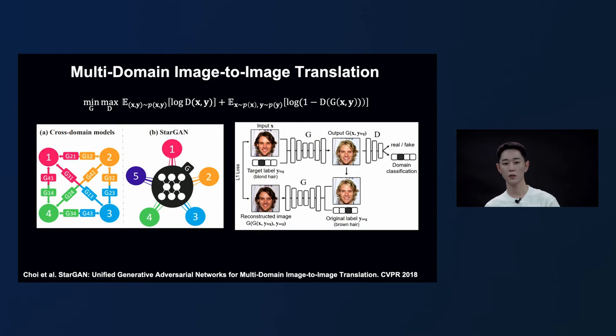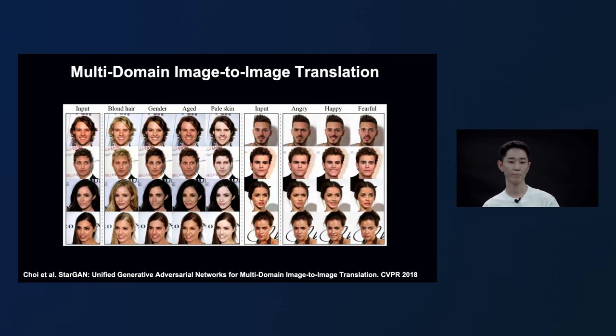To solve this problem, our team proposed a model called StarGAN. StarGAN is a model that can learn translation between multiple domains with only one generator, regardless of the number of domains. As you can see in the picture on the right, StarGAN's generator learns translation by receiving not only the input image, but also domain information as an input in the form of a label. Even if the number of domains increases, you only need to increase the dimension of the label, so you can efficiently learn translation between multiple domains with only one generator.